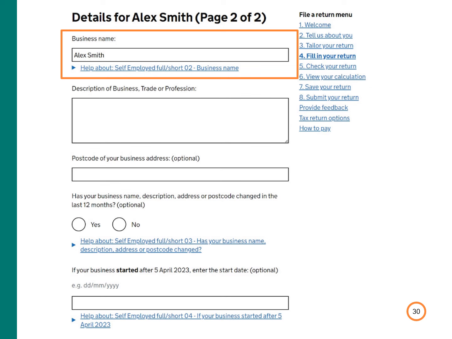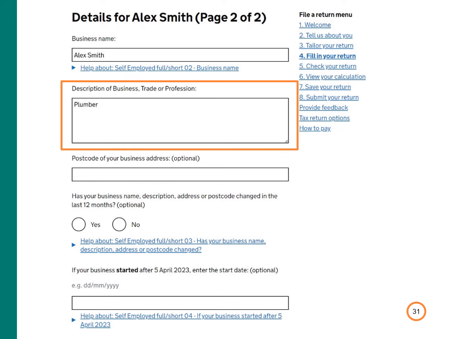On page 2 of 2, tell us the details of your business. Your business name will already be shown as you gave this in the Tailor Your Return section. This may be your own name or a trading business name. You have to enter a description of your business, trade or profession here. For example, plumber, hairdresser or online selling.